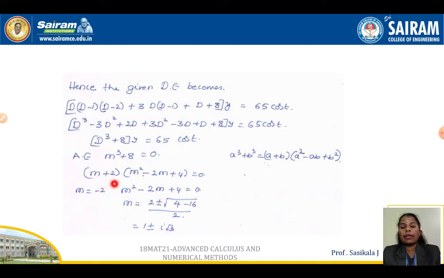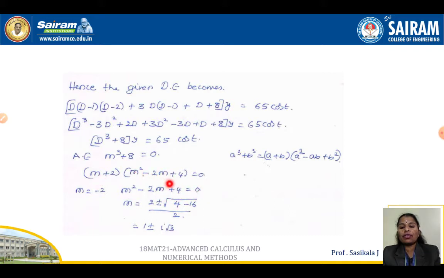It will become m plus 2 of m square minus 2m plus 4. So this I can write as m cube plus 2 cube, in that format only. Don't write m cube is equal to minus 2 cube, because you are having a negative; if it is a square root, we can write that. So m is equal to minus 2. And m square minus 2m plus 4 is equal to 0 in this equation.